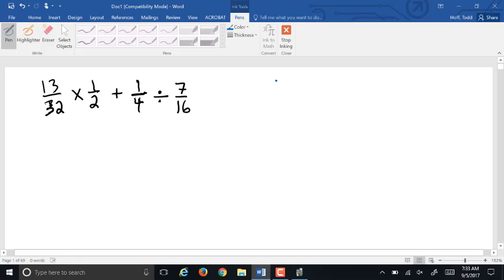Okay, so order of operations applies. We had no enclosing symbols, no exponents. So we're going to do multiplication and division. We're going to go left to right. 13/30 times 1/2 is 13/64.